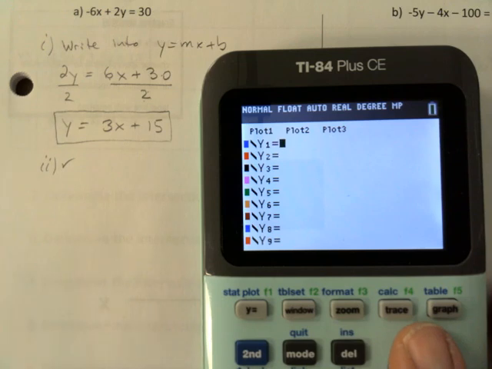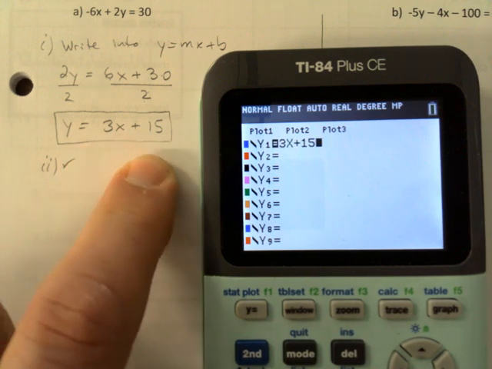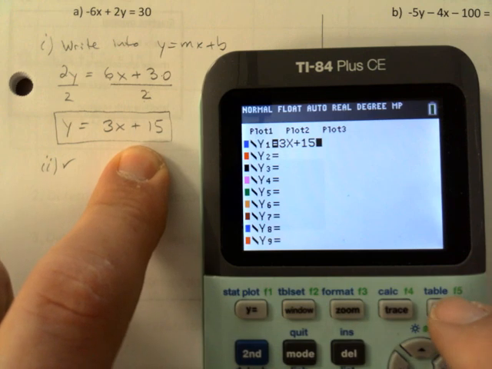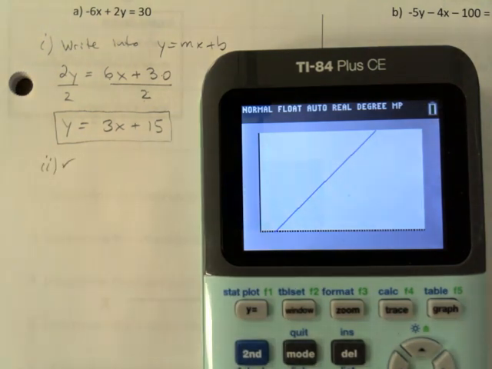We're not using regressions, right? We're not using that. So plot 1, 2, 3 should be deselected, not turned on. So let's just enter this equation, 3x plus 15. And let's hit graph. My window, I can tell you it's going to be very off, but I'm going to try it anyways. Oh, I see the line, but I want to see the intercepts.